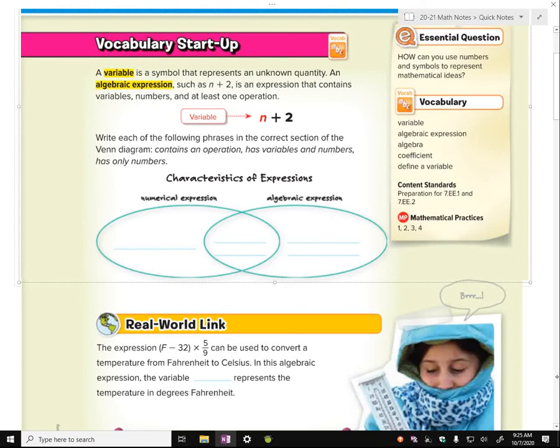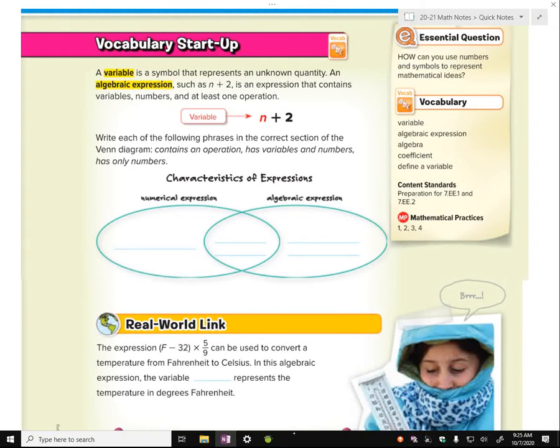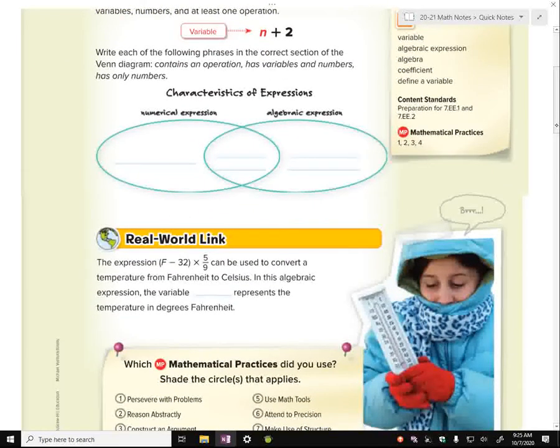Write each of the following phrases in the correct section of the Venn diagram. Contains an operation, has variables and numbers, and only has numbers. A numerical expression is the only one that just has numbers. Only numbers. And that's a pound symbol, not a hashtag. An algebraic expression has variables and numbers. Has variables and numbers.